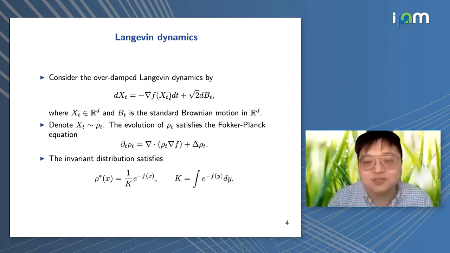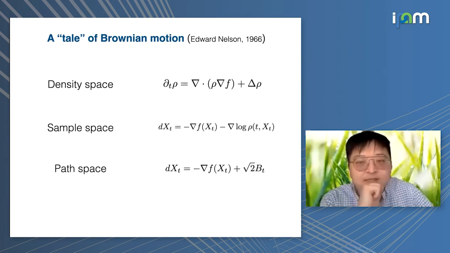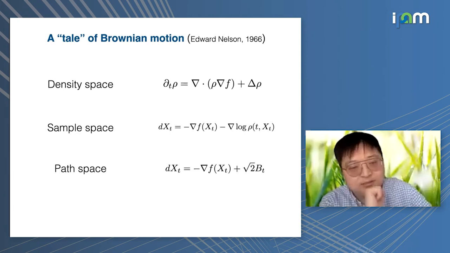So in other words, there are at least three viewpoints for the Brownian motion. You can look at the path space using the square root of the Brownian motion. In density space, it's the Laplacian, the well-known operator. And also in sample space, in diffeomorphism space, it's a gradient of a logarithm.